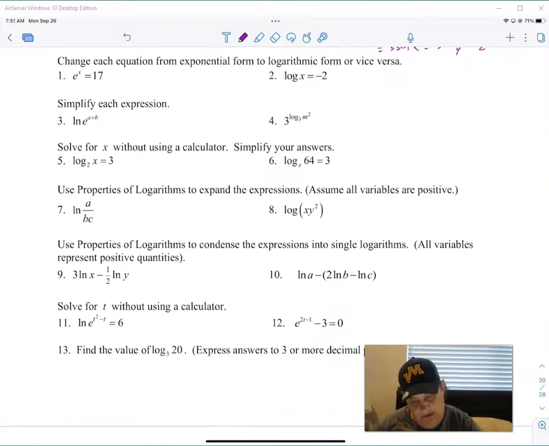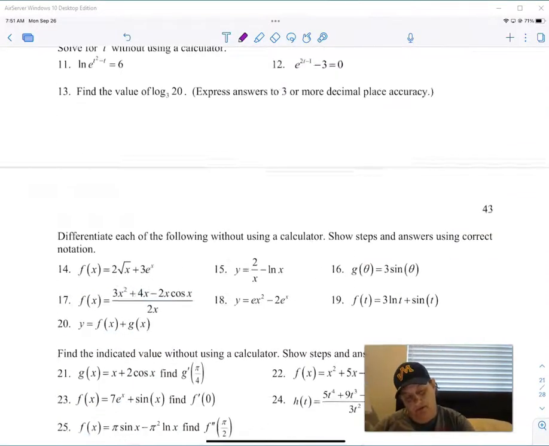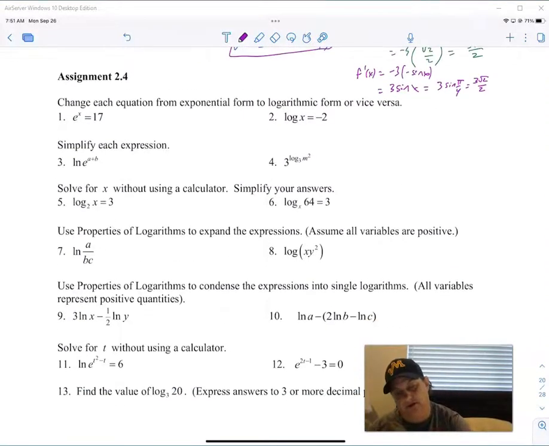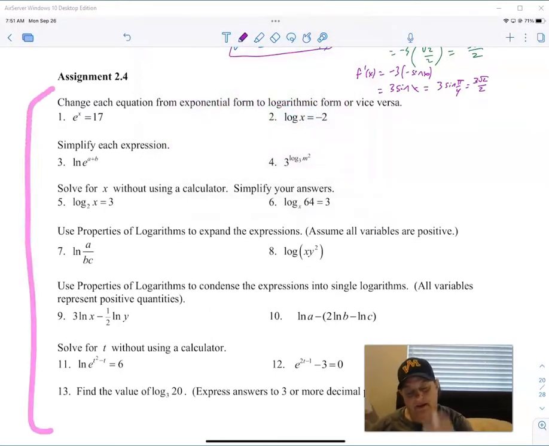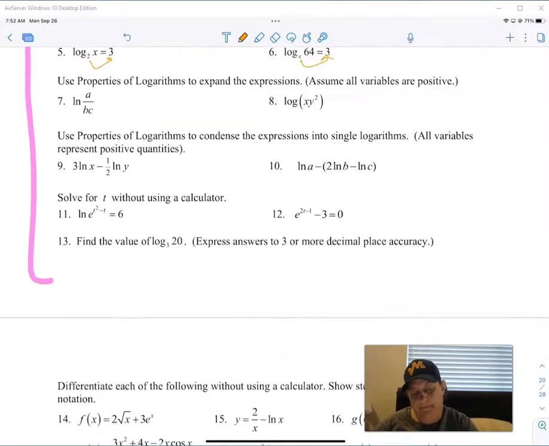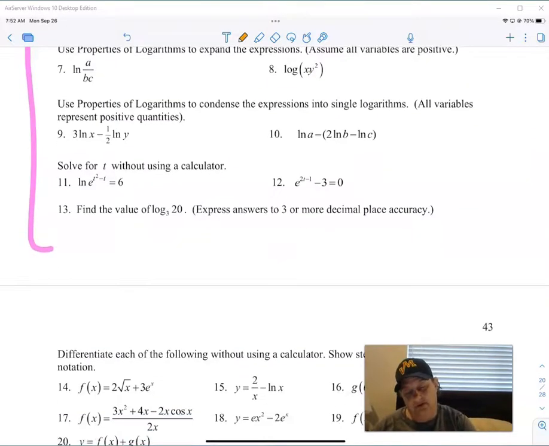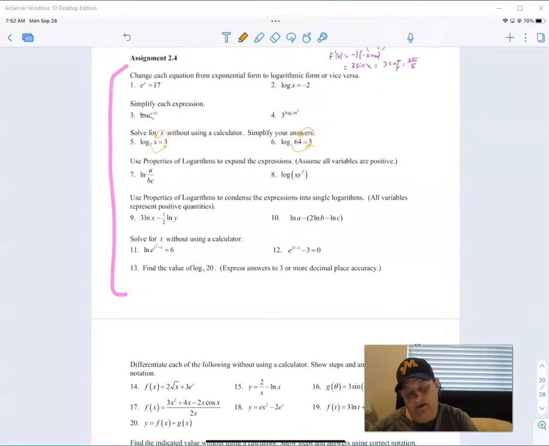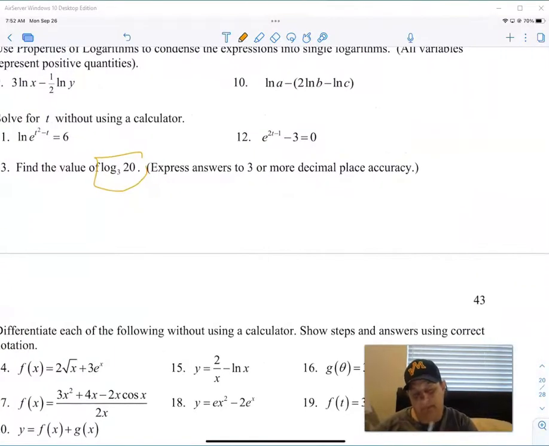So let's talk real quick about what I want you guys to do for homework. This whole first part is just review, no calculus stuff. Should be pretty easy, right? Writing it in logarithmic or exponential form. Simplifying. Solving without a calculator. Properties of ln's, where if it's multiplied, it's added, and if there's an exponent, you bring it down front. Solving those, and then log base 3 of 20 on your calculator.